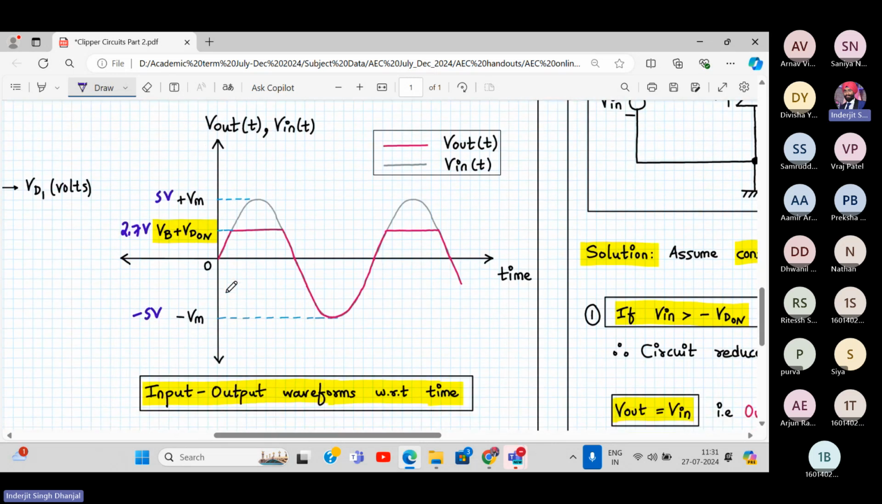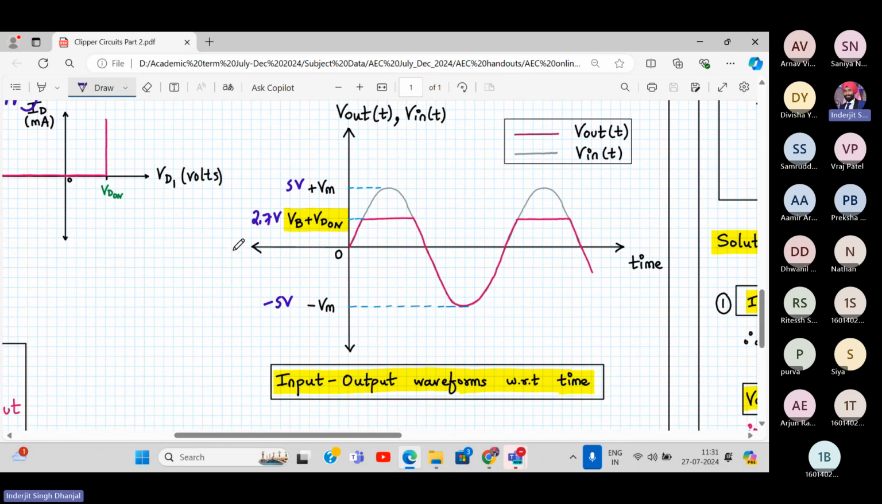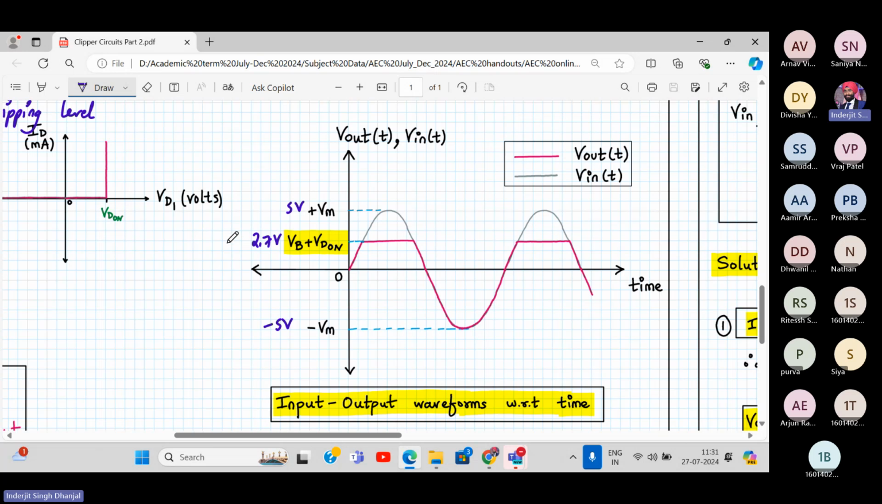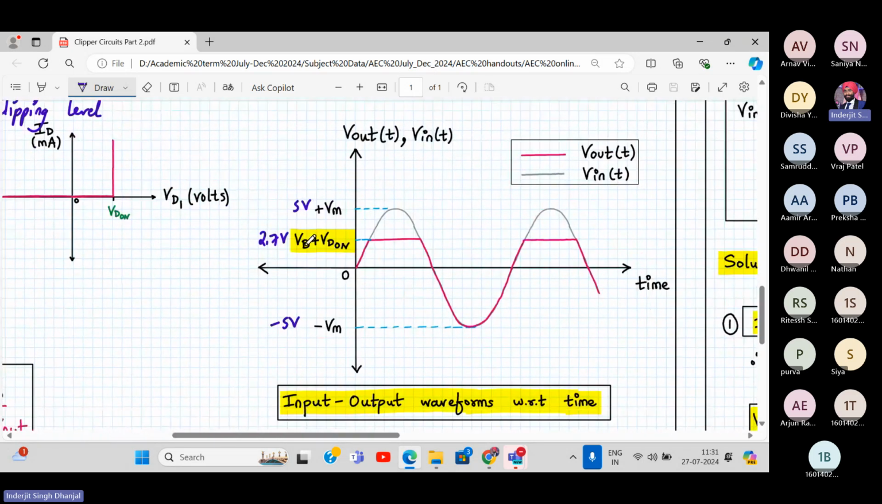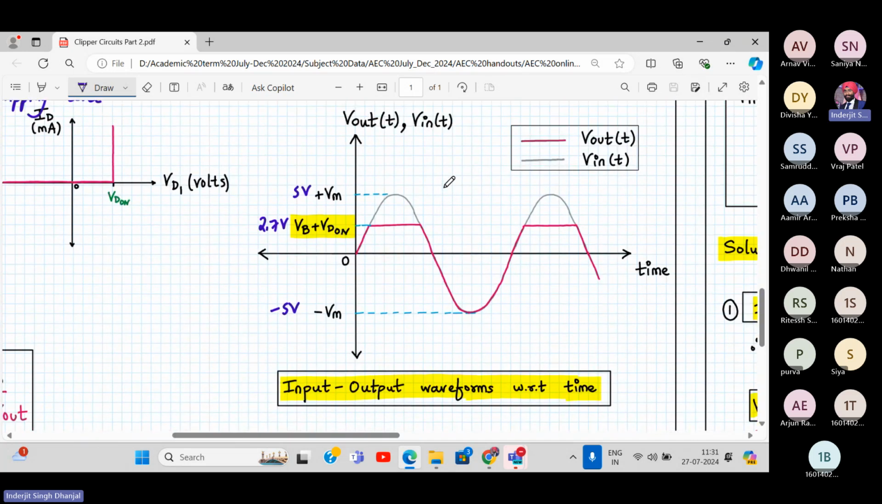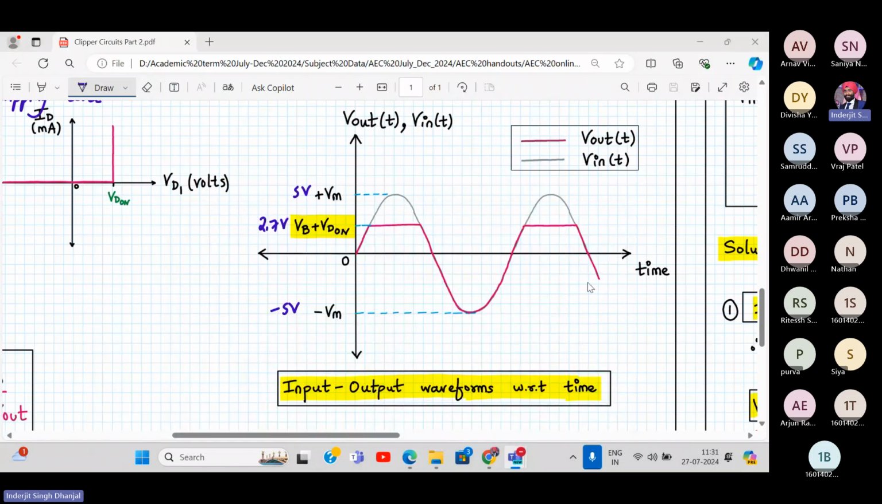Hello, did you all understand the analogy? This way we can switch to different clipper circuits very fast. Yes or no, kindly respond so that I can go ahead. Hello. Did you all understand the logic behind the clipping level? Yes or no? Am I audible, students? Can you all reply? Are you facing any difficulty understanding this, or is it clear?